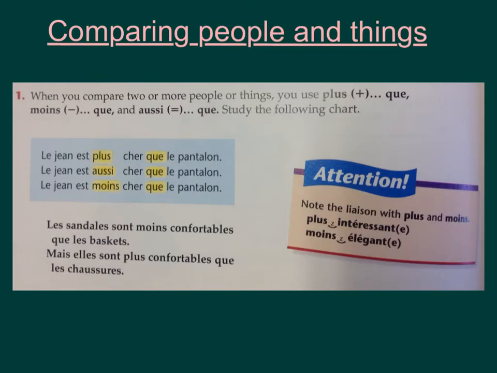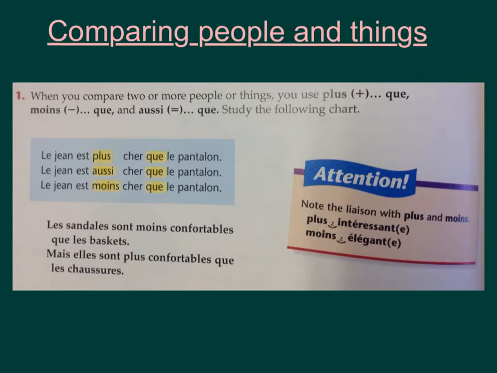Cher means expensive. Okay, so le jean est plus cher que le pantalon. Okay, it is more expensive than the pants. Okay, if we want to say that they are just as expensive, they cost the same amount, you would say le jean est aussi cher que le pantalon. It is just as expensive as the pants. Le jean est moins cher que le pantalon. The jeans are less expensive than the pants. Okay, so more, just as, less.